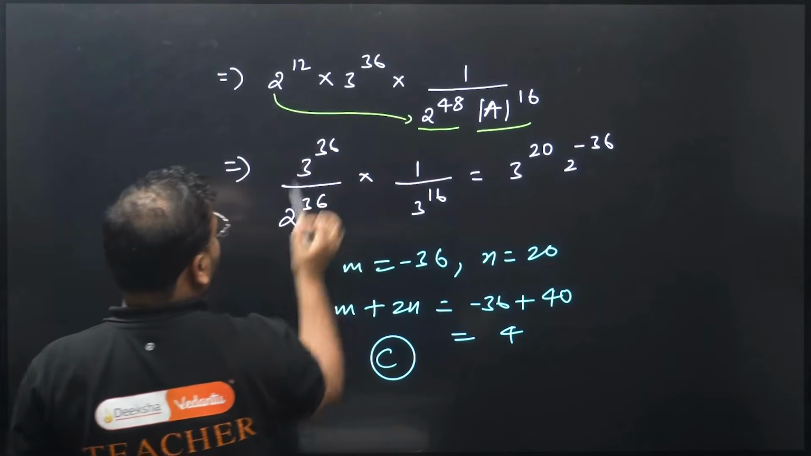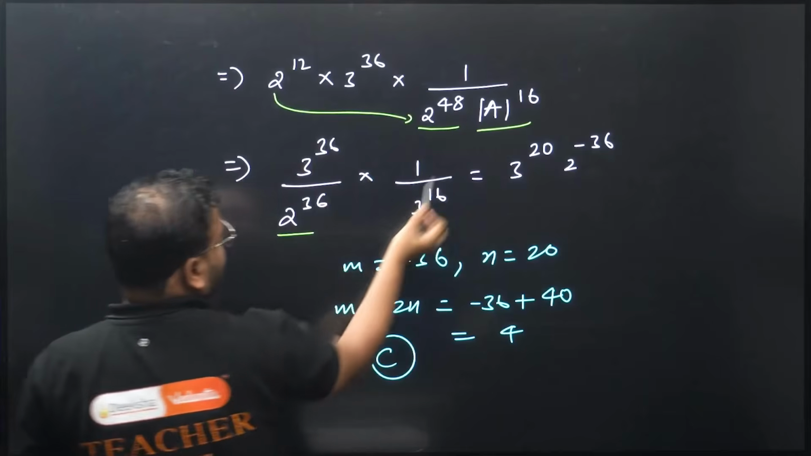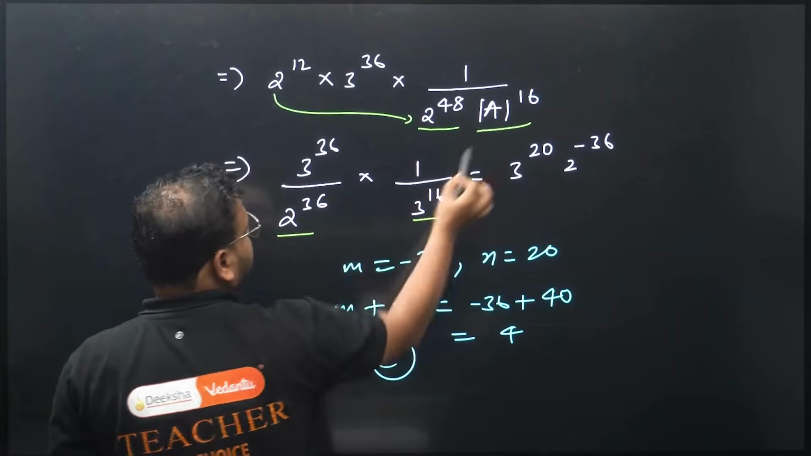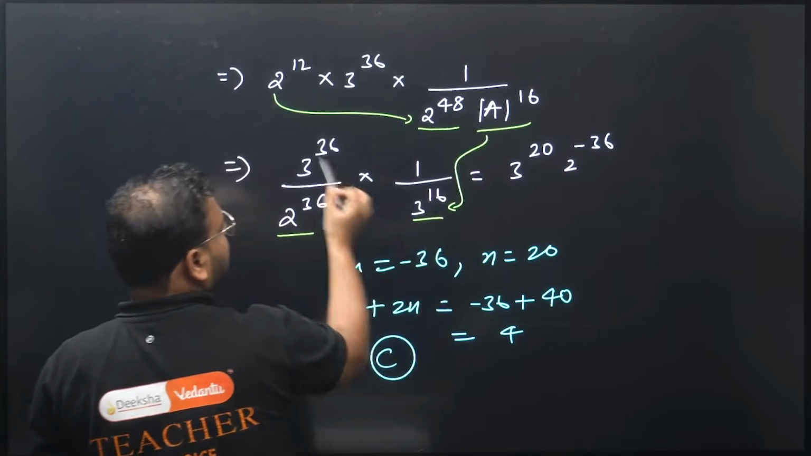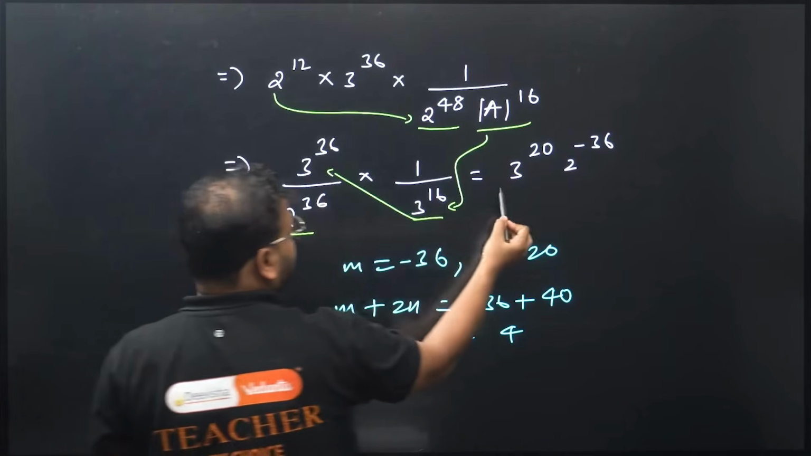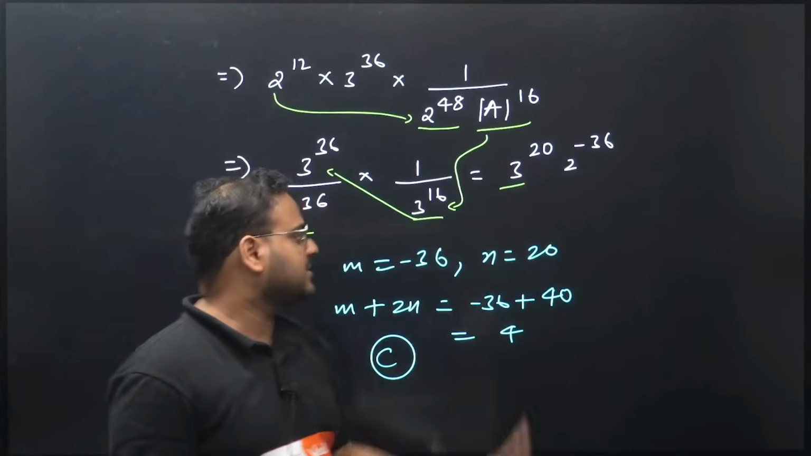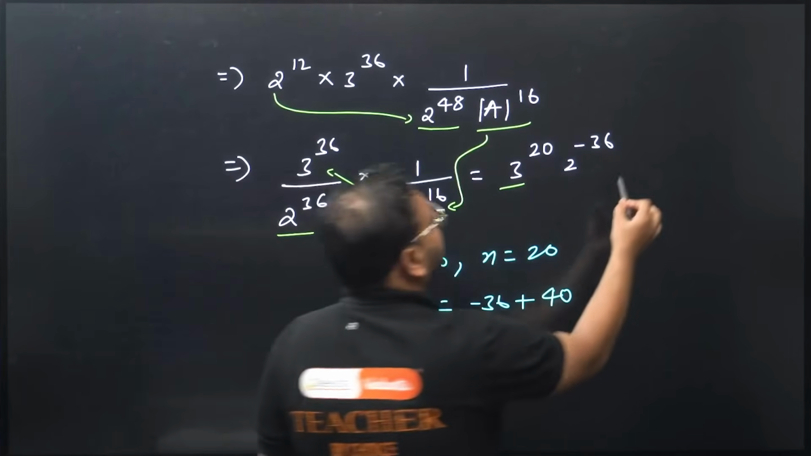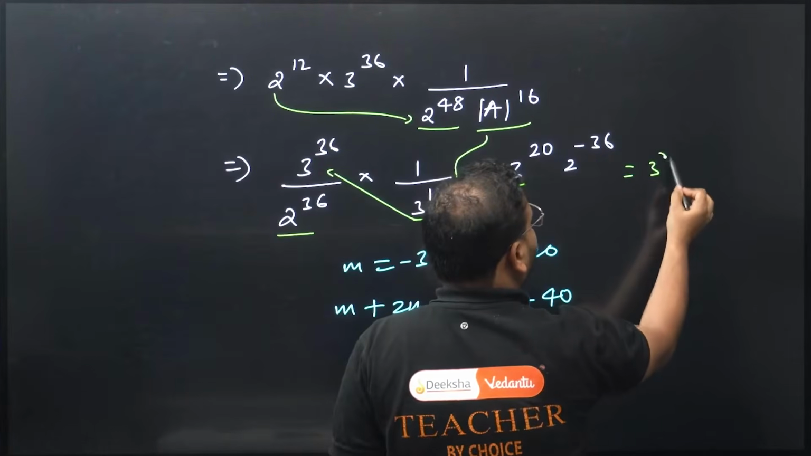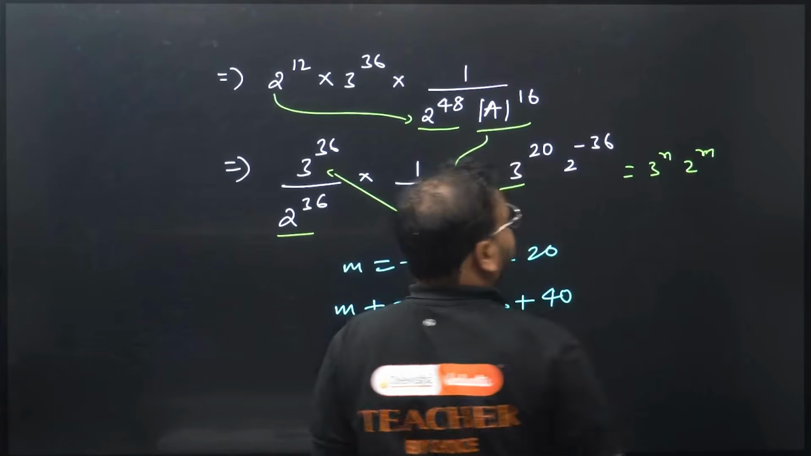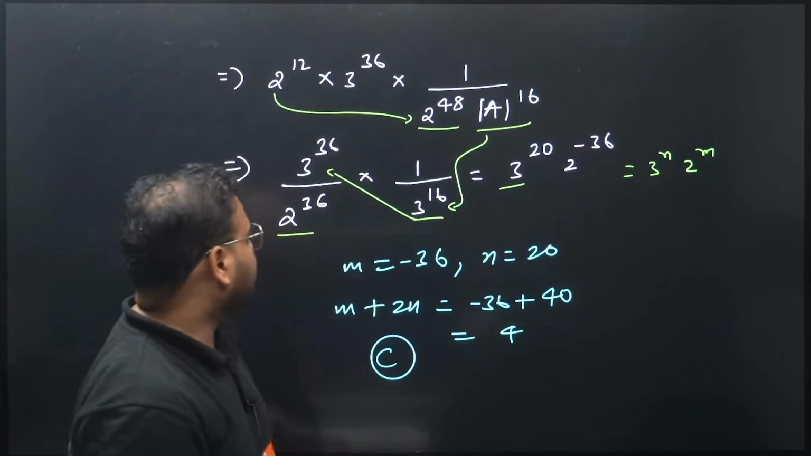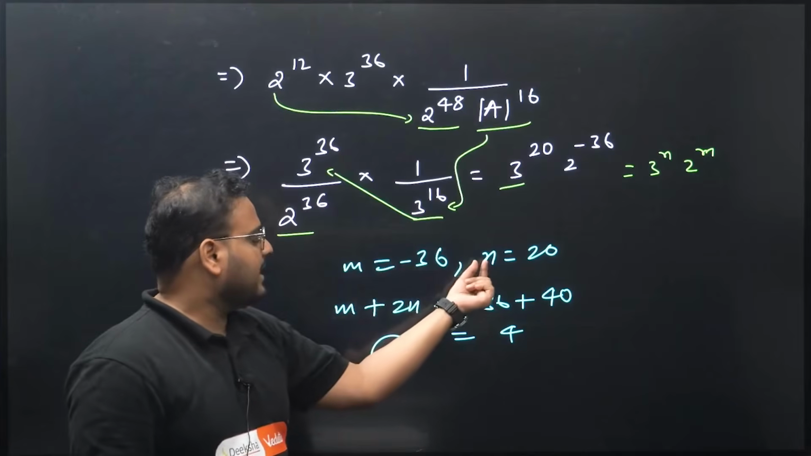Difference of these two will become what? 2 power 36. And we have 3 power 16 over here. From here we get 3 power, difference of these two, 3 power 20. So we have the final answer as 3 power 20 and 2 power minus 36. They have given this equal to 3 power n and 2 power m. Right. So m becomes equal to minus 36 and n becomes equal to 20.